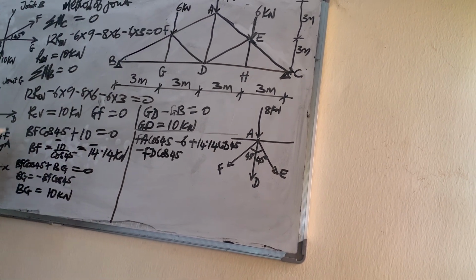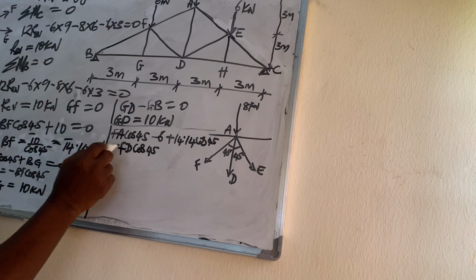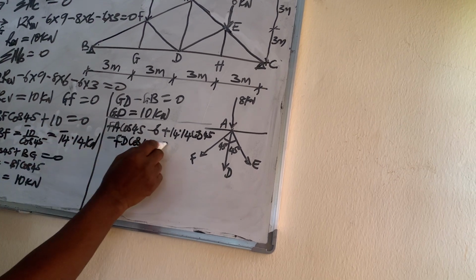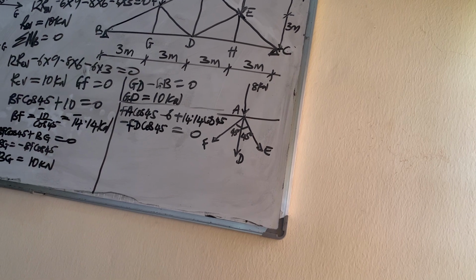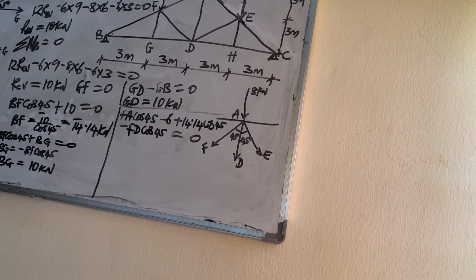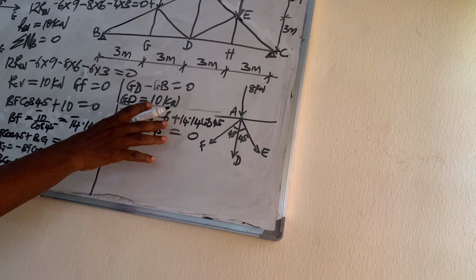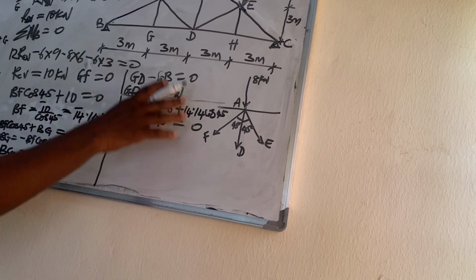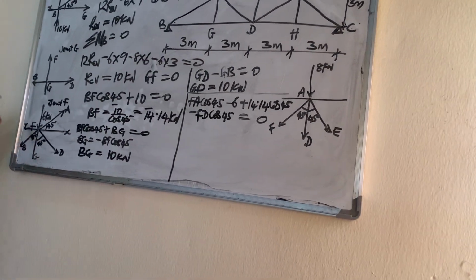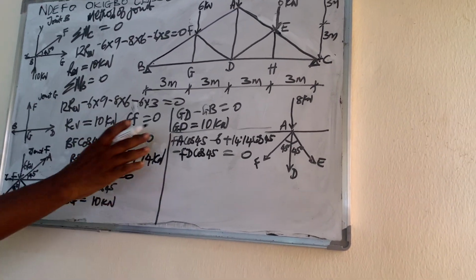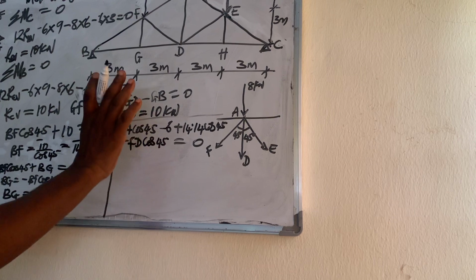Then I have two unknowns, FA and FD, and this is equal to 0. So I get the horizontal equation, and this is the vertical equation, where the vertical force is equal to 0. Then I resolve the horizontal forces equal to 0. So I get two equations and two unknowns.